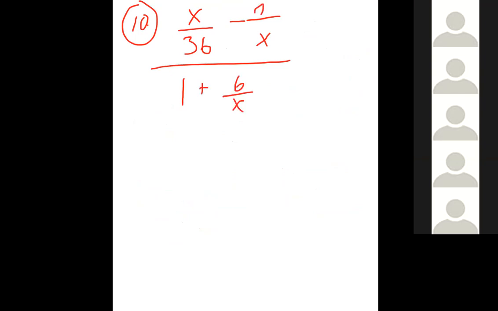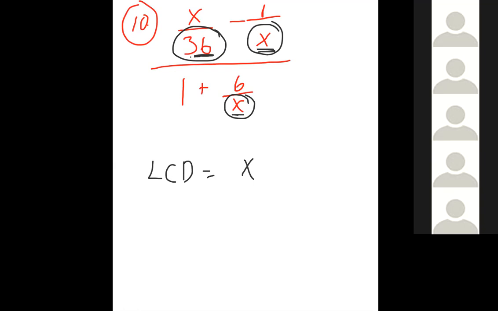That's 1 over x. Hold on a second, let me fix that. That's supposed to be a 1 right there. All right, guys. So the denominators are x and 36. So the LCD is a product of all the denominators. And when you have a repeated factor, you can only use it once. Since the x is a repeated factor, we're going to use it once. And the 36 is not a repeated factor, so that will become part of the LCD. So the LCD for this one, guys, is 36x.